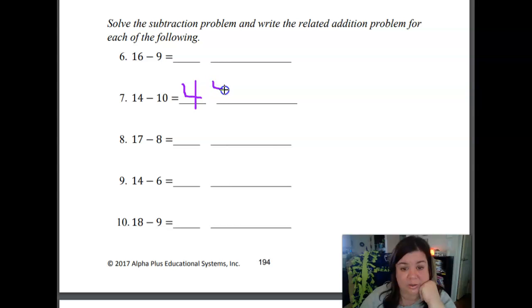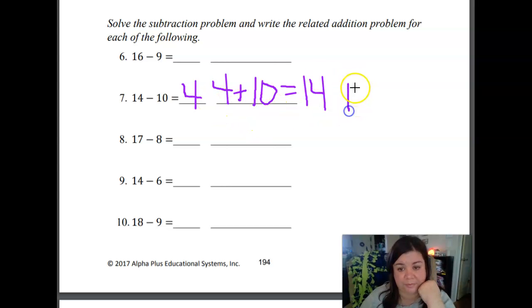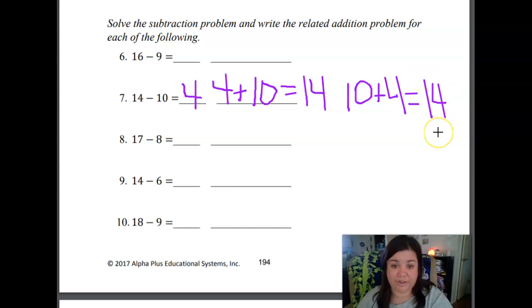Okay. So I do 4. I got to put the plus sign there. We're going to go backwards. We're going to start right. So we do 10 equals 14. And now we're just going to switch these 2 numbers to make our second problem. 10 plus 4 equals 14. See, real easy.